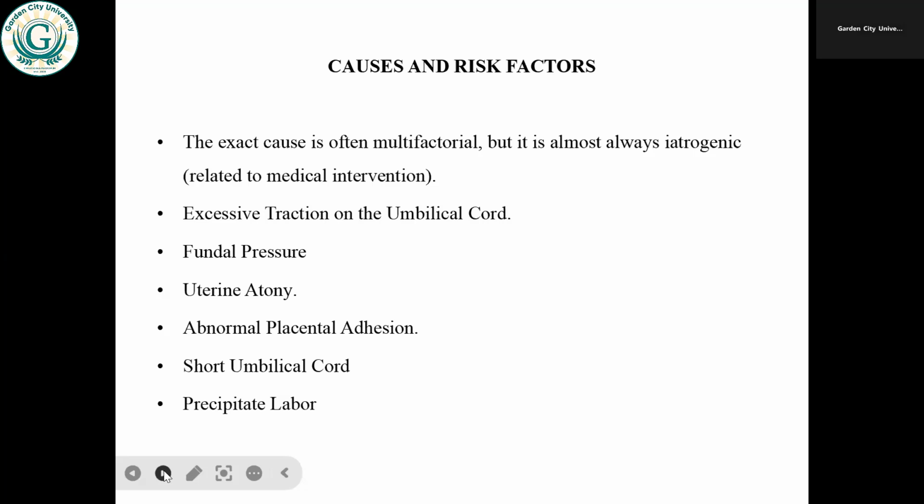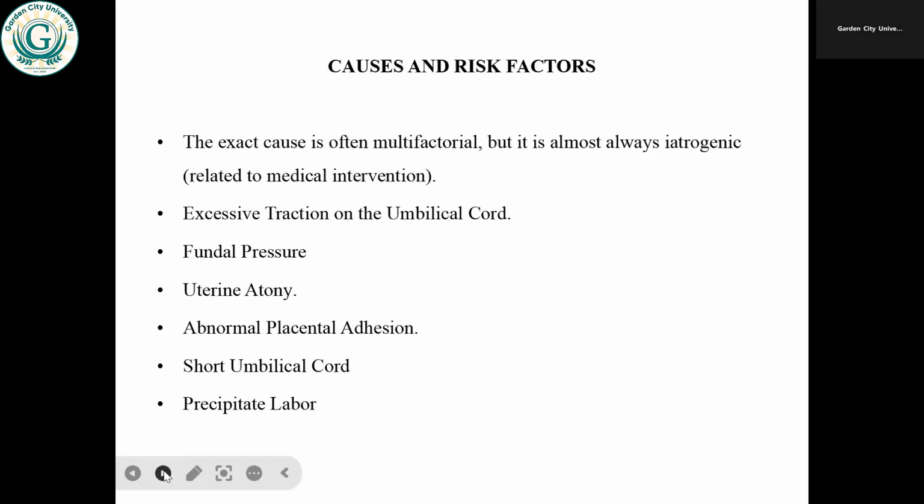We also have fundal pressure. We've been advised that it's archaic. We should stop practicing it, but some midwives have been practicing it. We say it's an inappropriate way of conducting delivery. So as you apply pressure onto the fundus during delivery or during placental delivery, the uterine fundus can invert together with the delivery process. We also have uterine atony.